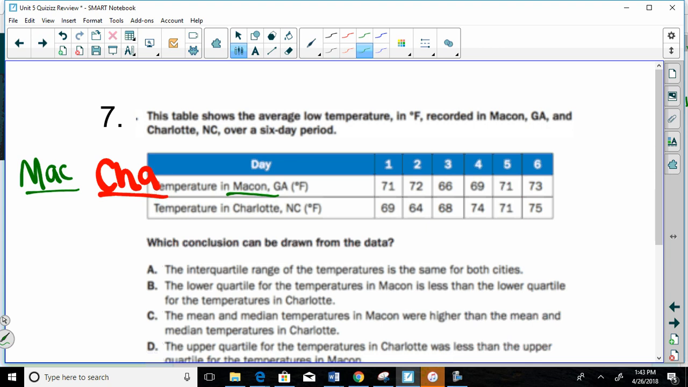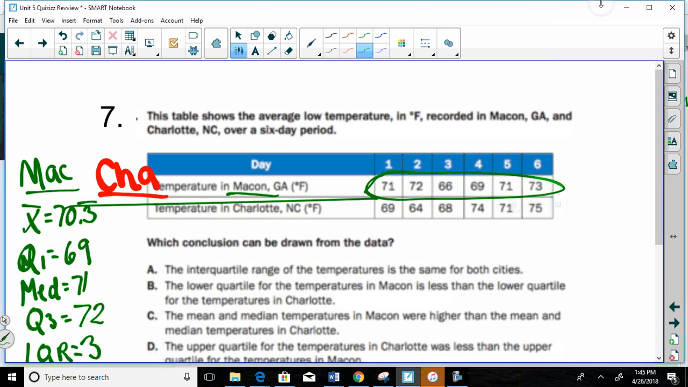First in L1, before they start, go to stat, edit, and put all these in L1. When we do this, that x with the line over it means mean. The things I want to find are interquartile range, lower quartile, which is Q1, mean, median, upper quartile. That x with the line over it means mean. Q1 is 69, median was 71, Q3 was 72.